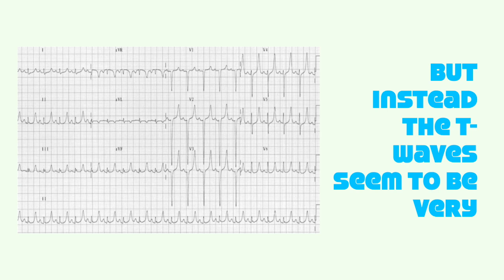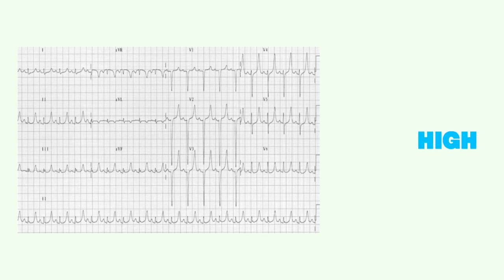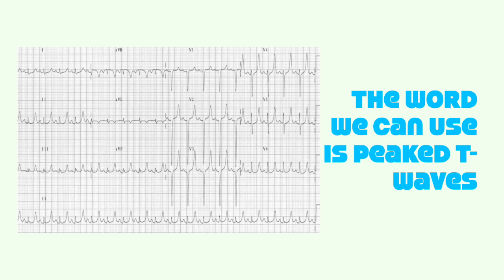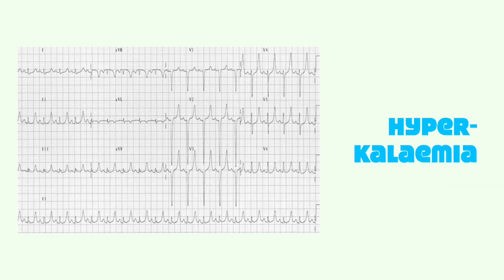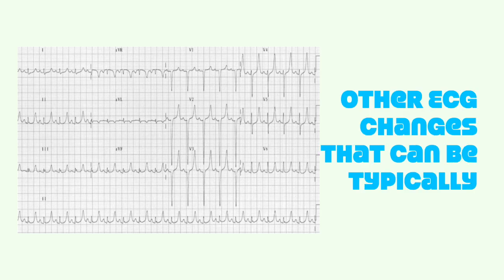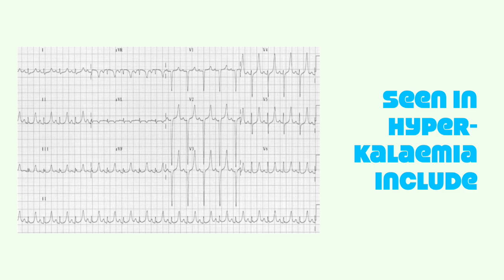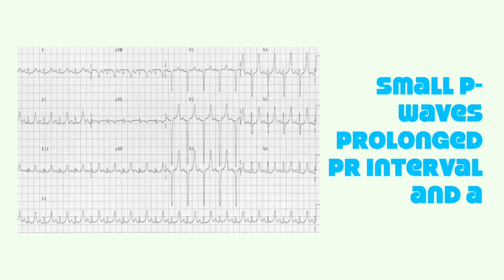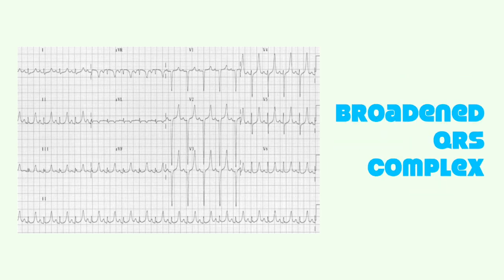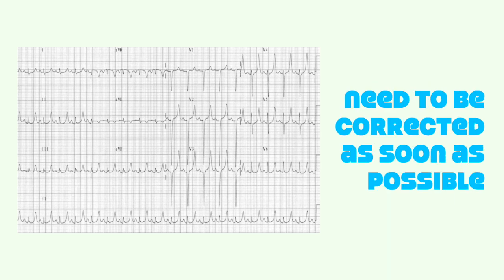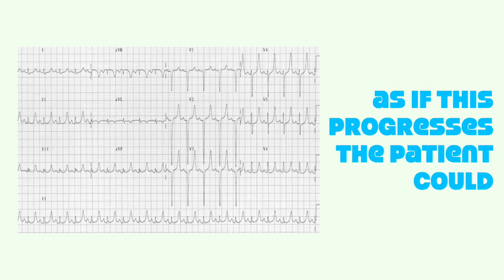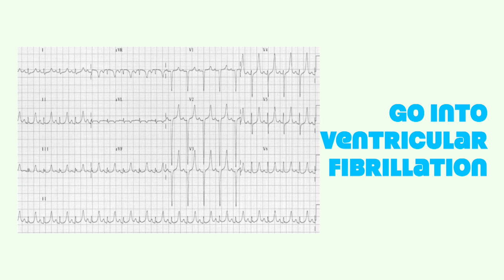But instead, the T waves seem to be very high. The word we can use is peaked T waves, and these changes are indicative of hyperkalemia. Other ECG changes that can be typically seen in hyperkalemia include small P waves, prolonged PR interval, and a broadened QRS complex. Any ECG changes related to hyperkalemia need to be corrected as soon as possible, as if this progresses, the patient could go into ventricular fibrillation.